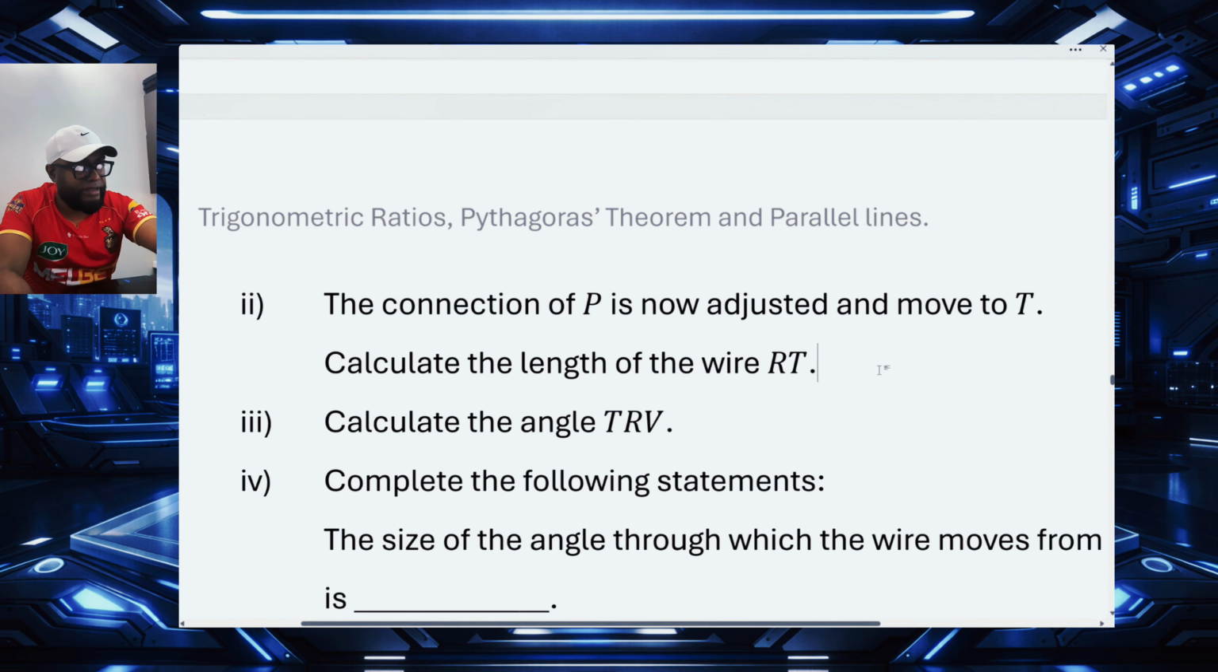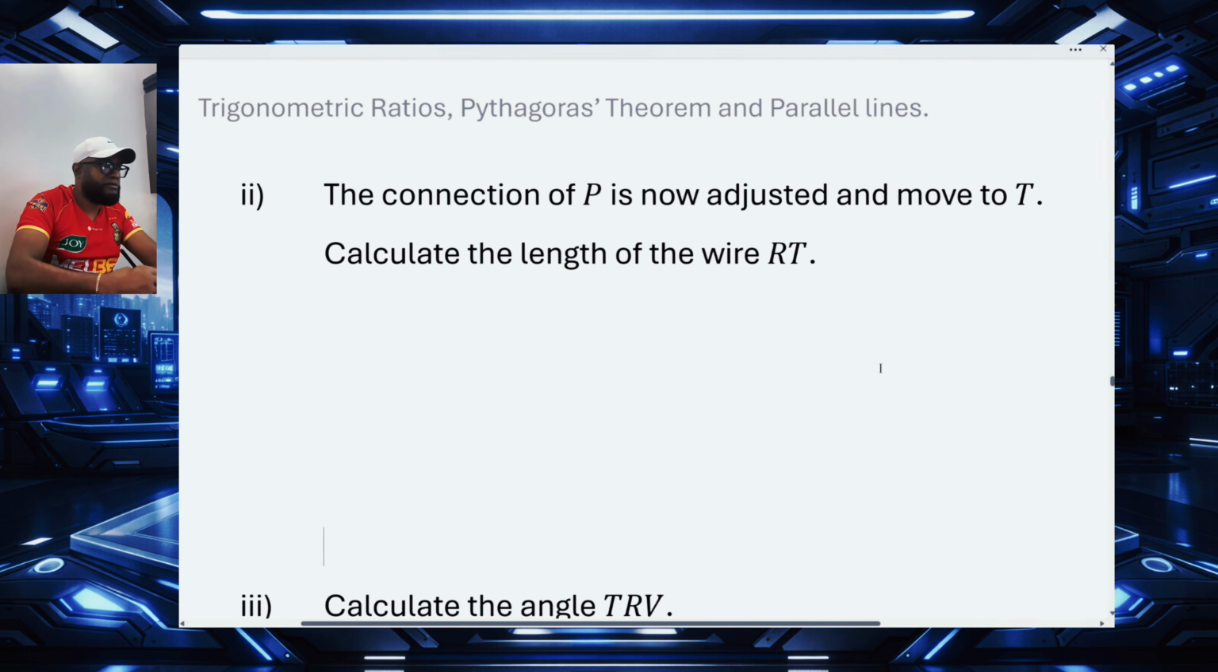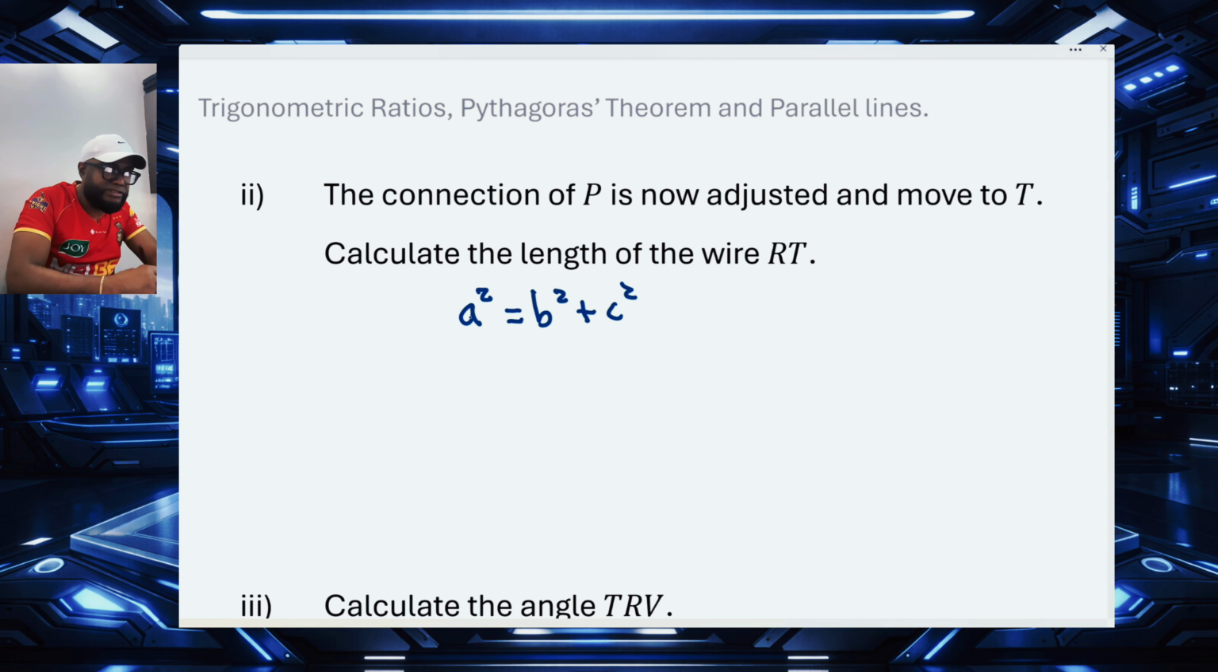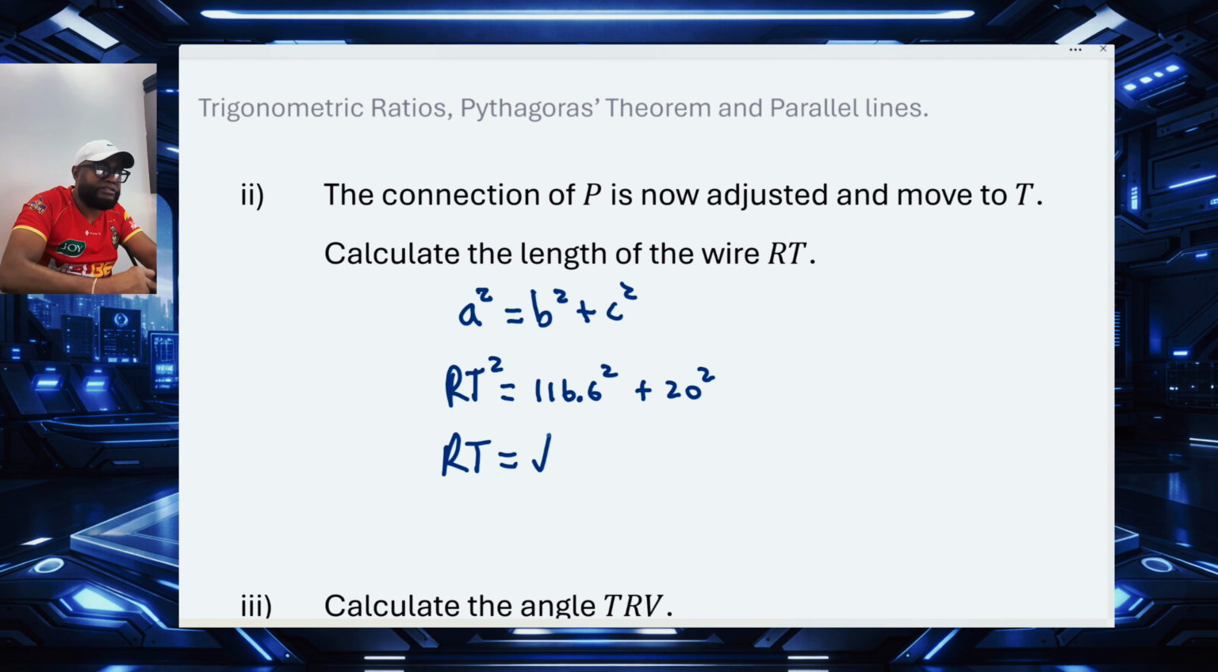So I'm just going to put a squared is equal to b squared plus c squared. Remember, a is your hypotenuse in this case. So RT is my hypotenuse. This will be equal to 116.6 squared plus 20 squared. RT will be equal to the square root of what?